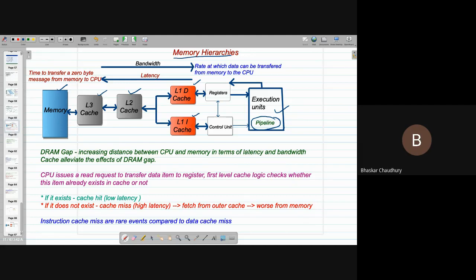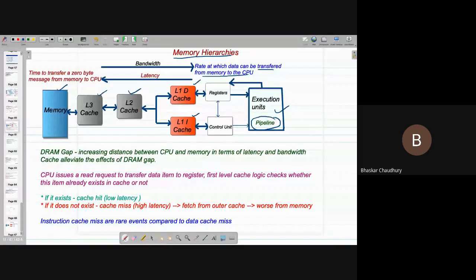And we have already discussed in the previous lecture that if we go from memory towards the processor, the bandwidth increases. Bandwidth is the rate at which data can be transferred from memory to CPU. So as you travel from memory to L3 to L2 to L1 to register and finally to the execution units, you will have a better bandwidth. And this is the only way data can flow actually. There is no other way, it has to travel through this path. So data has to go from memory to L3 to L2 to L1 to register, and only then can these execution units utilize the data.